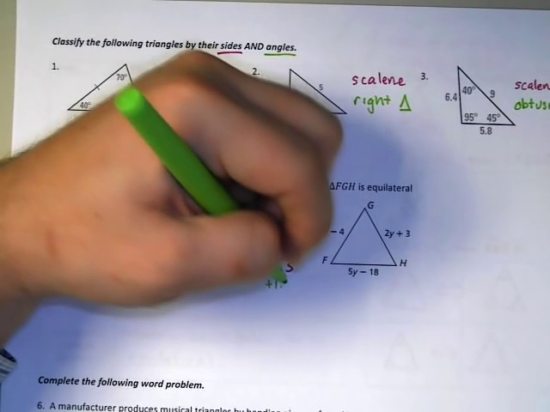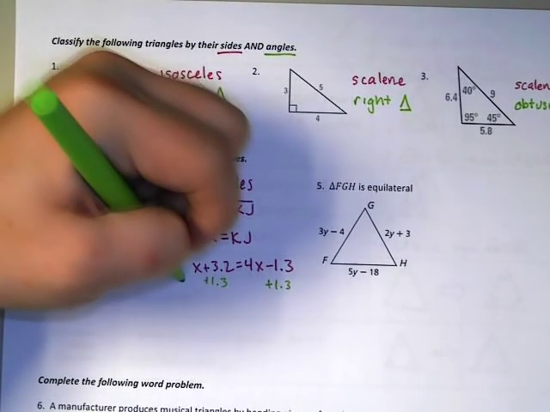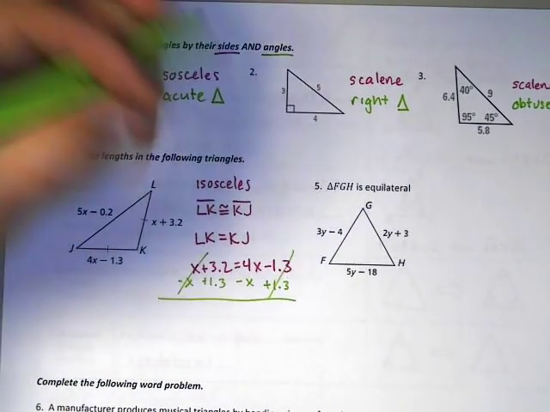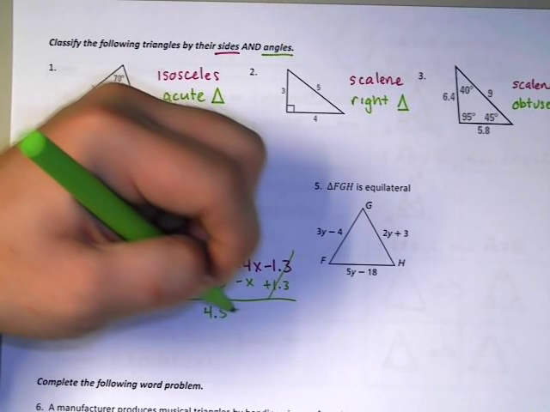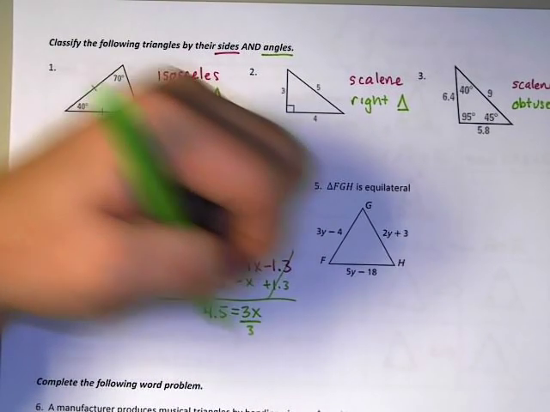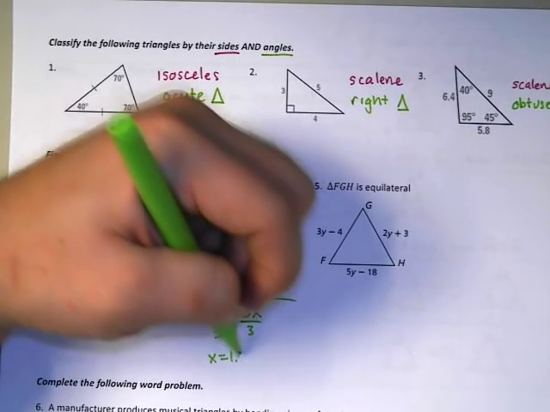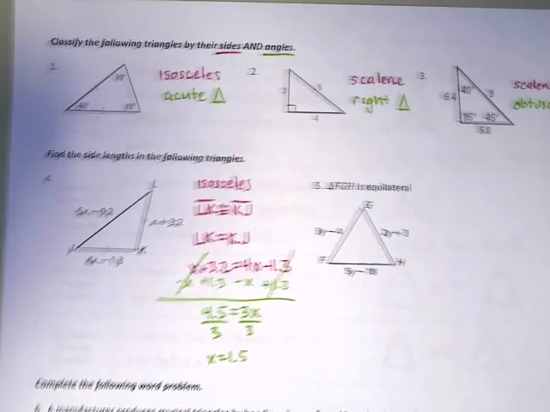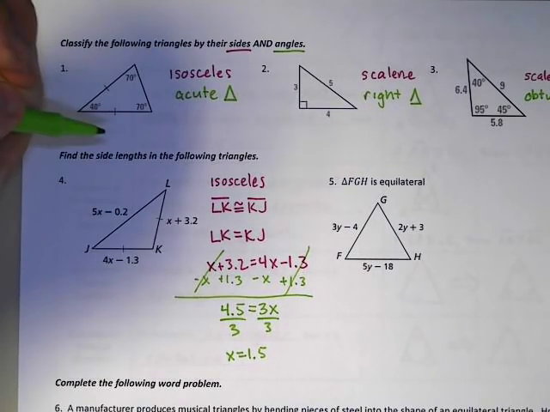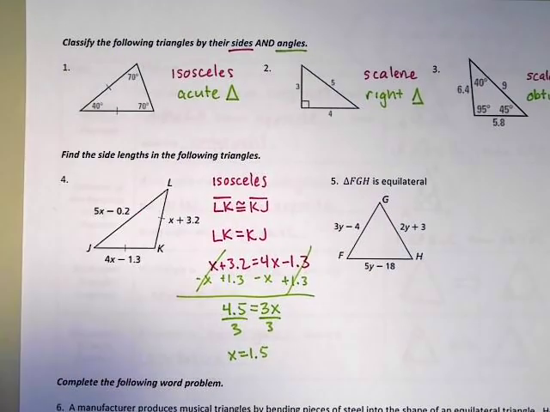Let's move the 1.3. Let's take away the x, and we're left with 4.5 equals 3x, or x equals 1.5. All right? Now, it does say to find the side lengths, so we would not be done yet. I would need to go in and I would need to plug in.